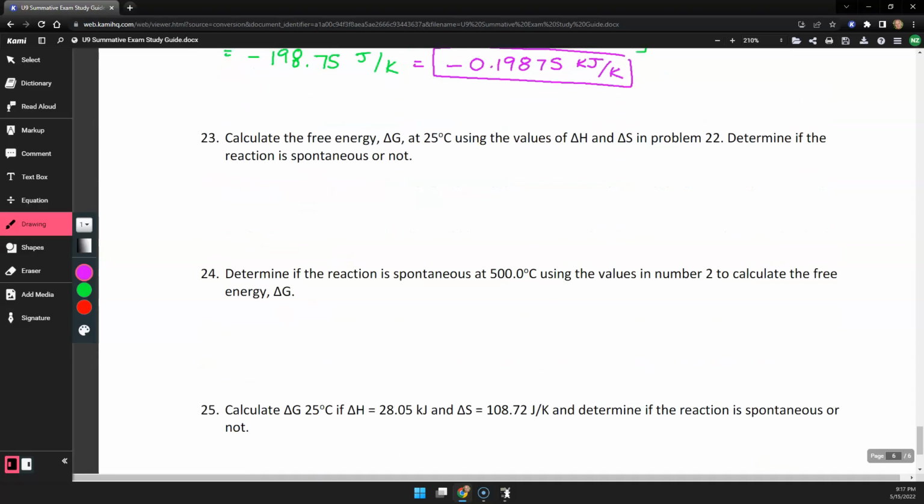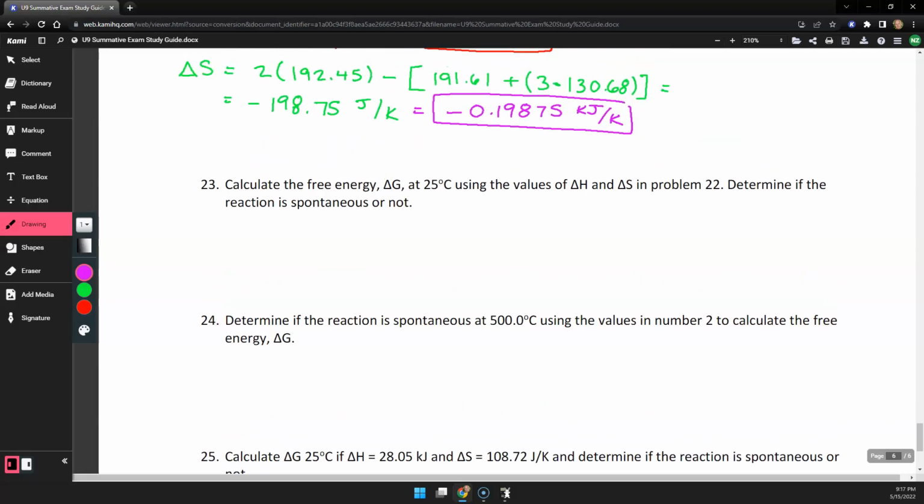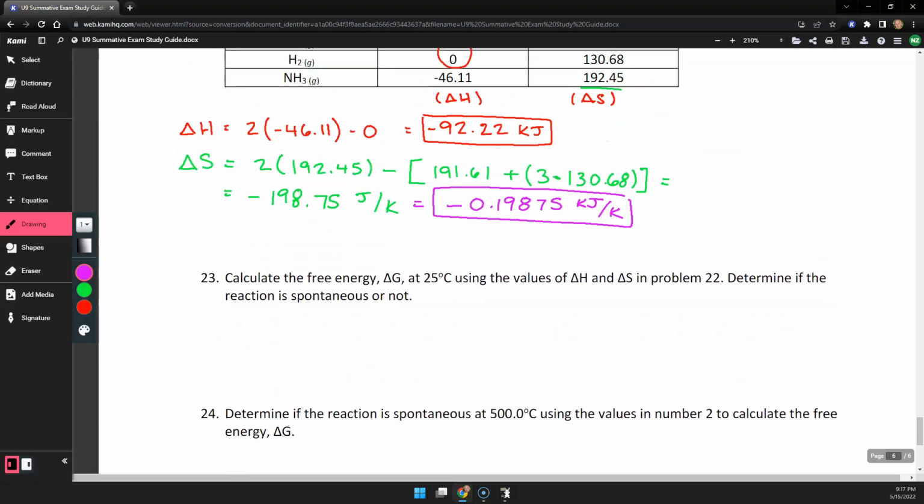Okay, so 23 says calculate free energy delta G at 25 degrees using the values of delta H and delta S in problem 22. Determine if the reaction is spontaneous or not. Okay, so our equation for our energy, delta G, is equal to delta H minus the temperature times delta S. All right, so let's plug in all the values that we have. So delta H is negative 92.22.